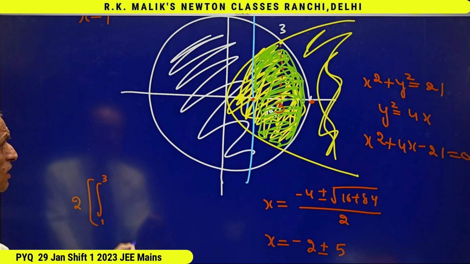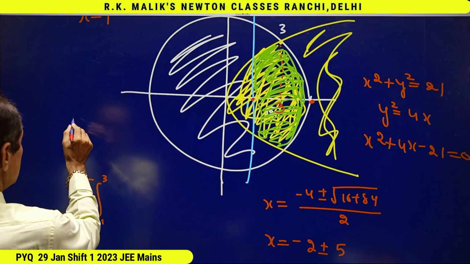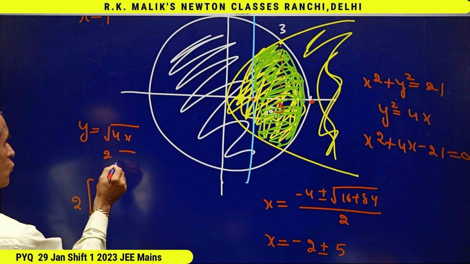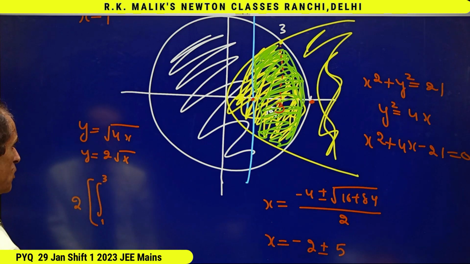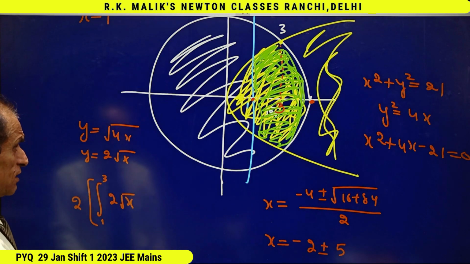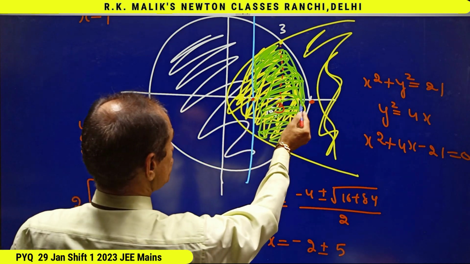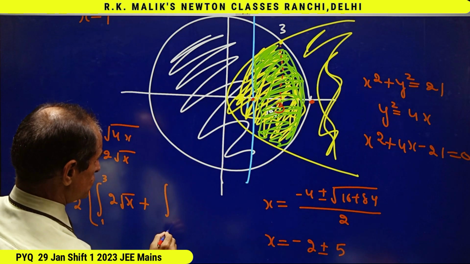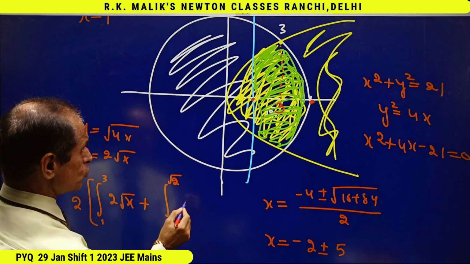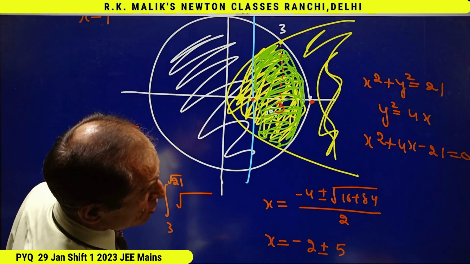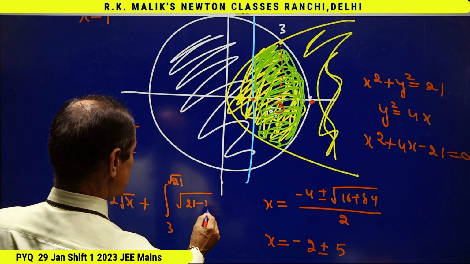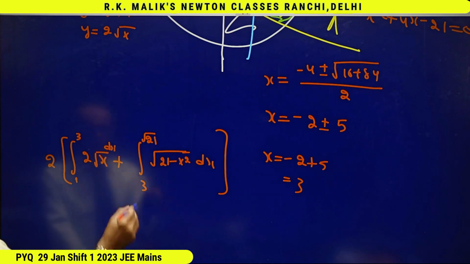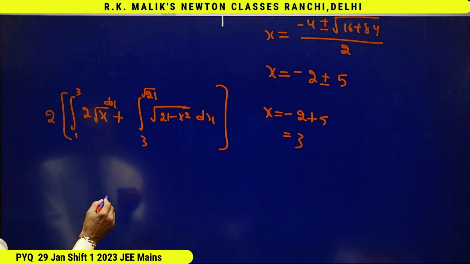the integral from 1 to 3 of, for this portion of the parabola, the equation y equal to under root 4x, that is 2 root x, that is 2 under root x, plus, for this portion we will be using the equation of the circle, that is the integral from 3 to under root 21 of under root 21 minus x square dx here also. Now first I calculate it.